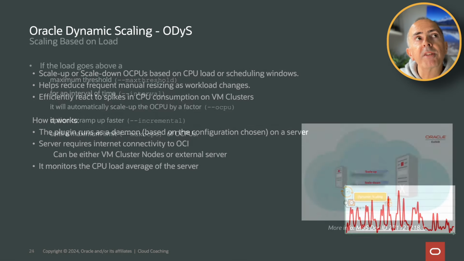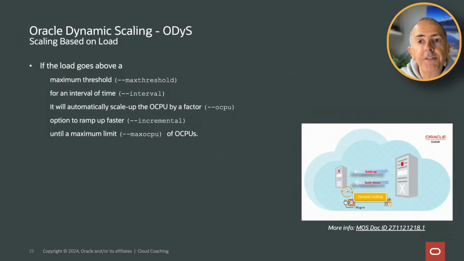So here's an example of where we're scaling on load. If the load goes above a maximum threshold for an interval of time, it will automatically scale up the OCPUs, with the option to ramp up faster if multiple scaling operations are required. And we keep increasing the OCPUs until we reach the maximum number that we've defined. So putting this into a real-world example, we might say if the load goes above 80% for a period of 3 minutes, we'll automatically scale the OCPUs up by a factor of 2 until we reach the maximum of 32.